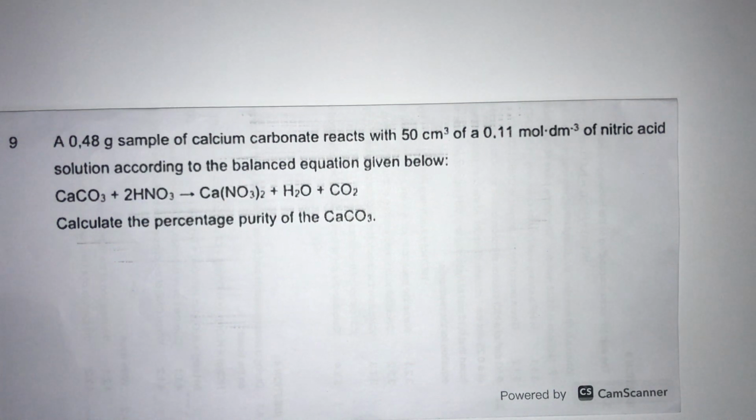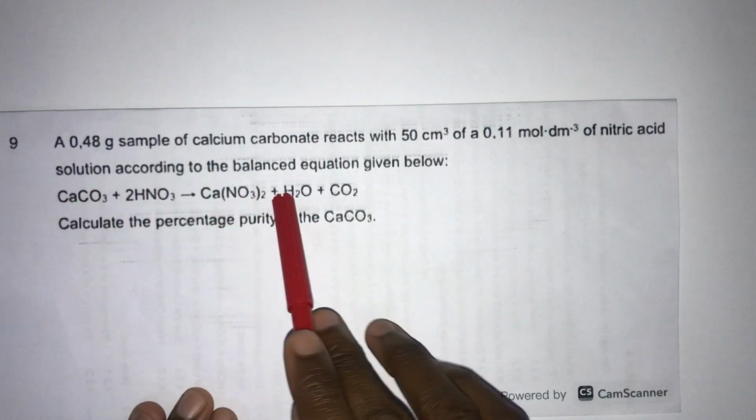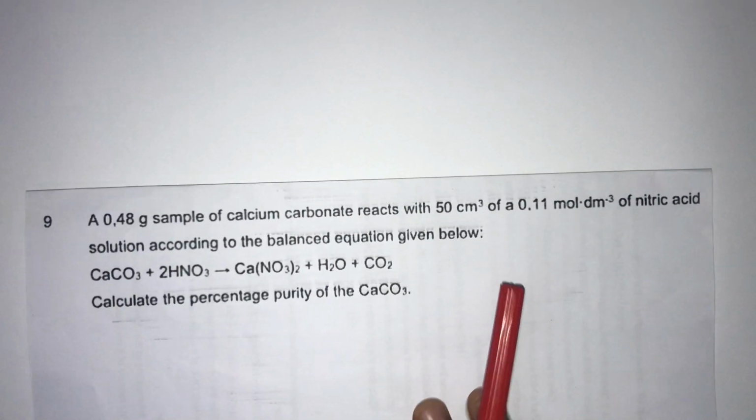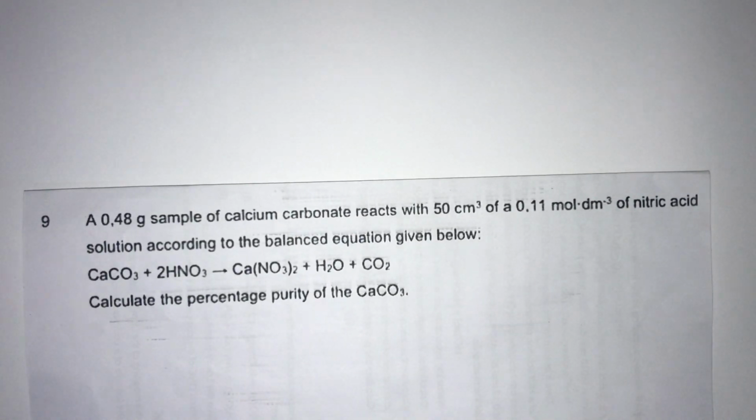A 0.48 gram sample of calcium carbonate reacts with a 50 cubic centimeter volume of a 0.11 mole per cubic decimeter nitric acid solution according to the balanced equation given below. So we have the balanced equation, which is this one, and then the question says calculate the percentage purity of the calcium carbonate, which is CaCO3.